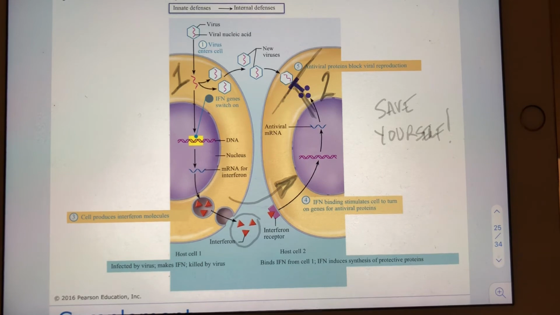They're both our own body cells. Here's cell one and here's cell two. And cell one, before it can do anything about it, gets infected by a virus. Personally, I think of this virus as a zombie. The zombie has entered the house.